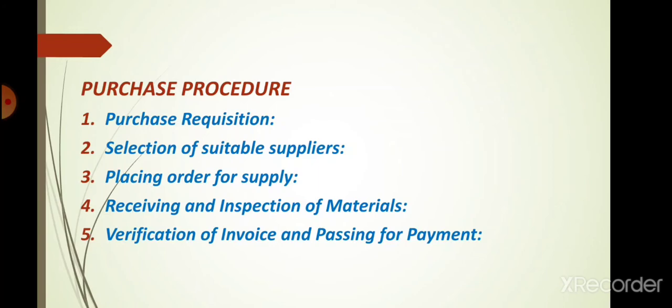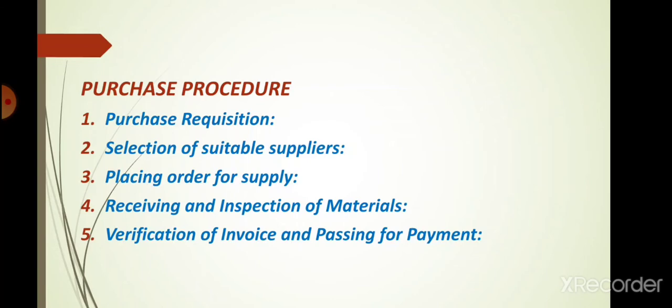Second one is selection of the suitable supplier. After the receipt of the purchase requisition, the purchase department places an order with the supplier offering to buy a certain material at stated price and terms. However, before issuing the purchase order, quotations may be invited from various suppliers for arriving at the best deal.